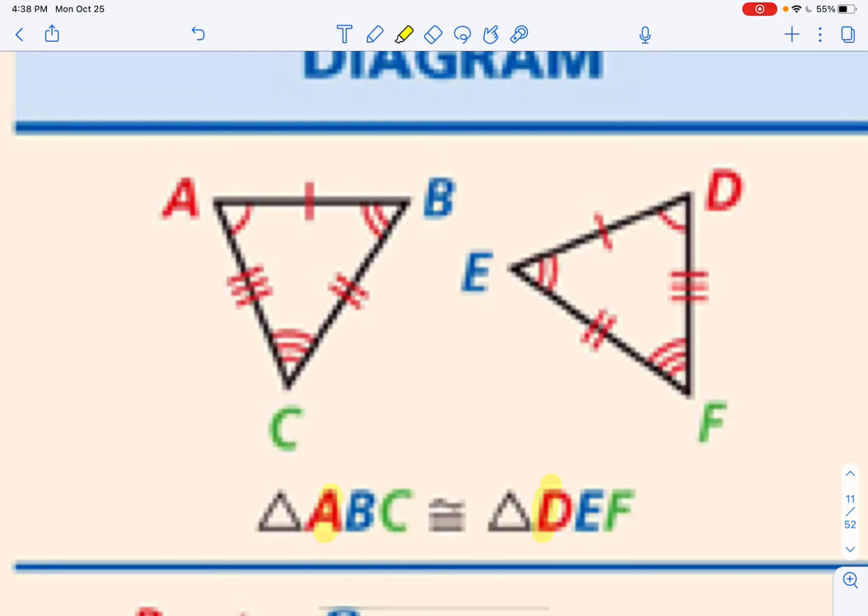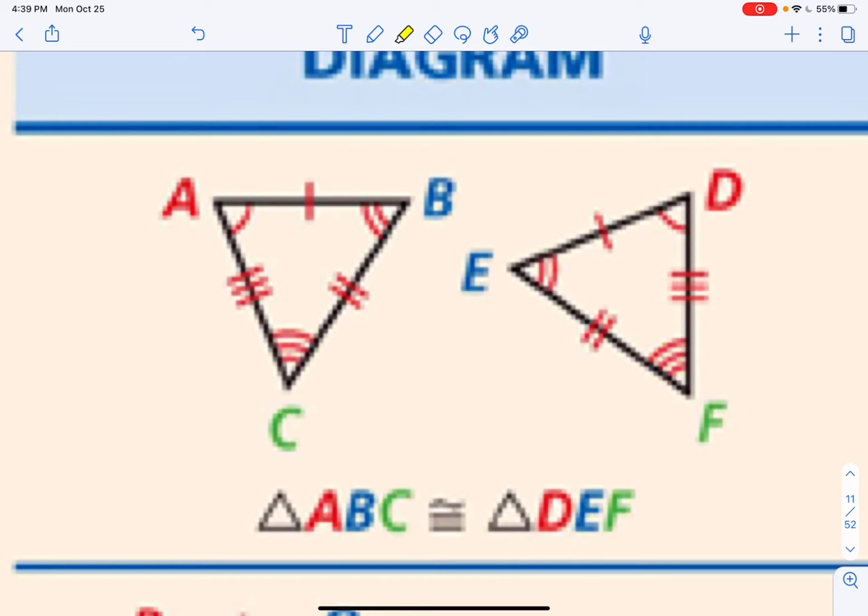We said angle A is congruent to angle D. That's because they both have one tick. We said angle B and angle E are congruent, B and E. That's because they both have two ticks. We said angle C is congruent to angle F. That's because they each have three ticks.